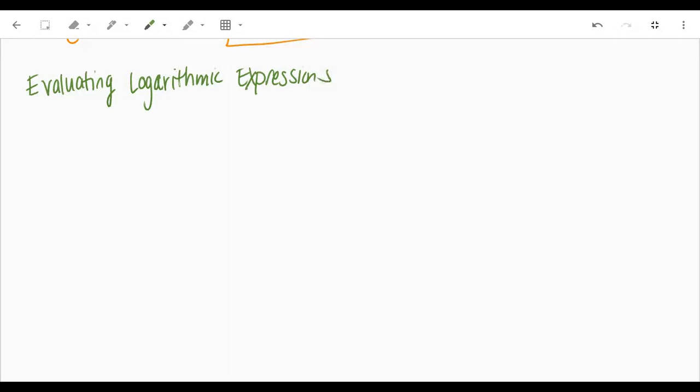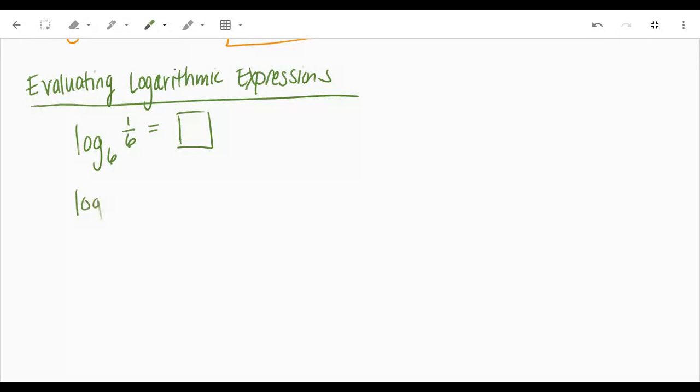Okay, so this one, we have log base 6 of 1/6 equals, and we're supposed to fill in the blank. And then we have log base 4 of 64 equals what? So we're supposed to fill in those blanks. What you want to do is take it from its logarithmic form and go to the exponential form. So 6 to what power is 1/6? And then 4 to what power is 64?